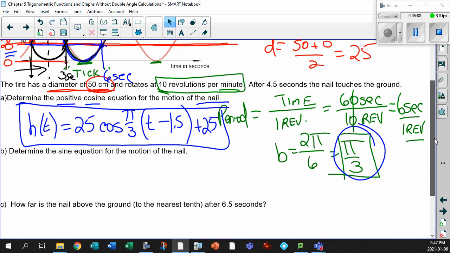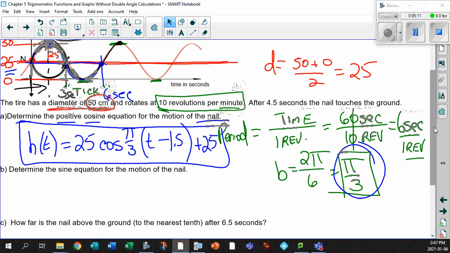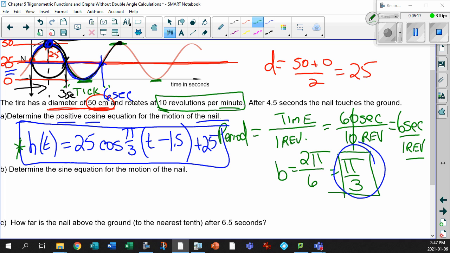Now look at this question. It says, can you determine a sine equation for the motion of the nail? Oh, well, come on, make up your mind. Well, actually, the sine equation's a lot easier. Because look, the sine starts at 0, goes up, goes down. There's our sine equation. If it starts at 0, makes it so much easier, there's no shift. 25, the same d value, the same amplitude, same everything.